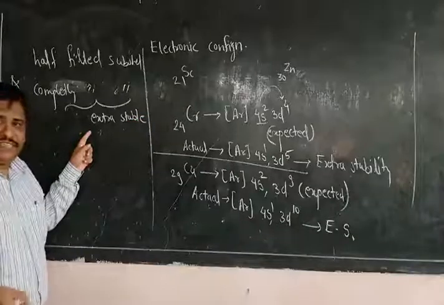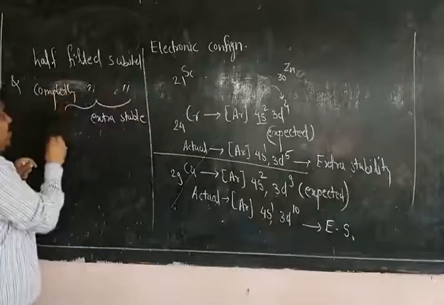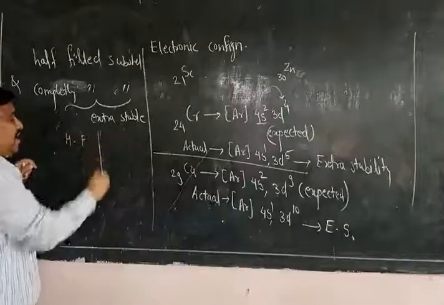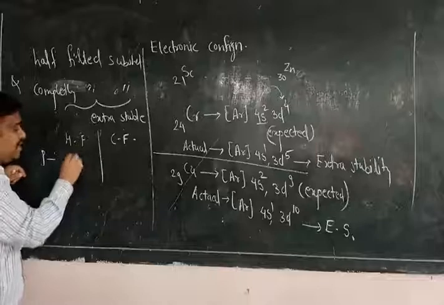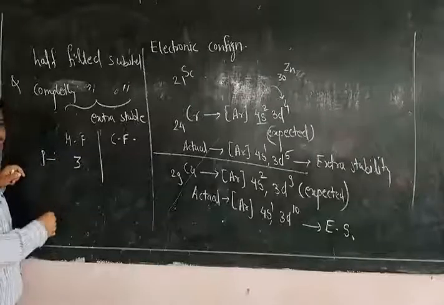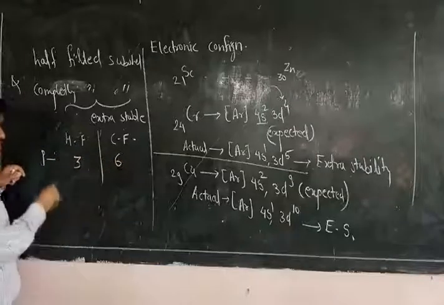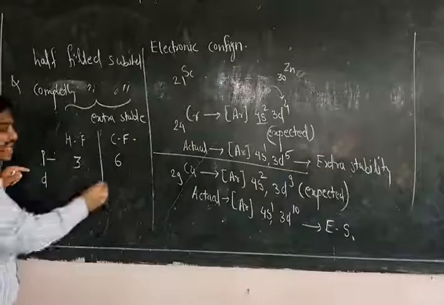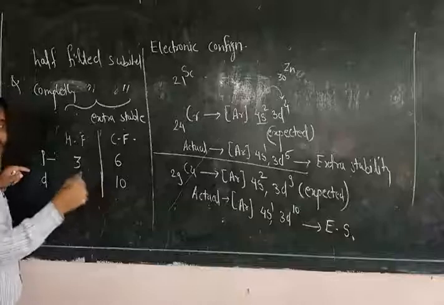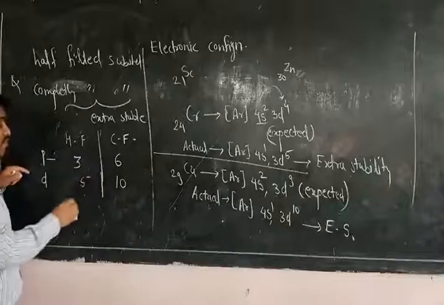Let us go for the P subcell. What is half filled and completely filled for the P subcell? Half filled is P3. Completely filled is P6. For D, what is the maximum capacity? 10. 10 is completely filled. Then what do you mean by half filled? 5.